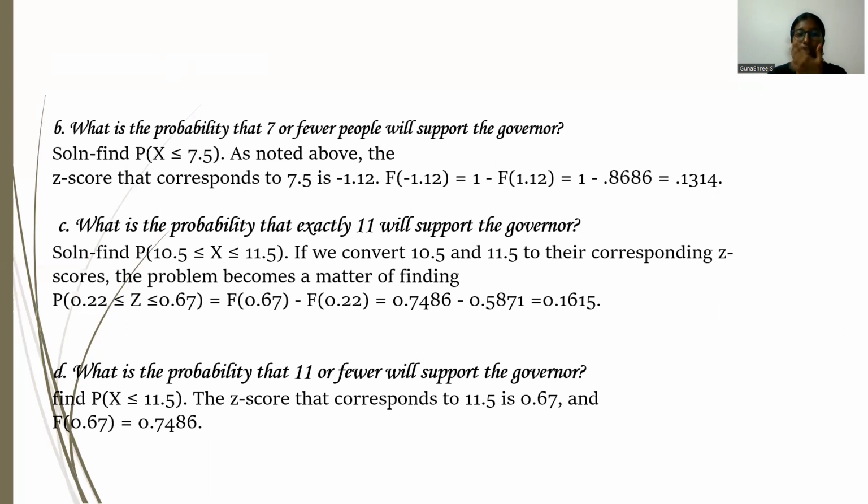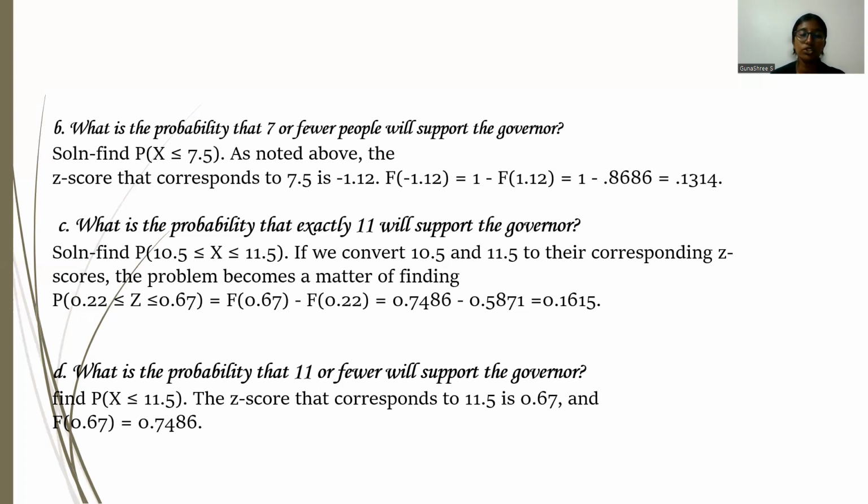Moving on to the third sub question, that exactly 11 will support the government. Taking up the range, 10.5 is less than or equal to x, less than or equal to 11.5. Converting the same into z scores, we get the value as 0.1615. Moving on to the last question, that 11 or fewer will support the government. Taking x as less than or equal to 11.5, the z score corresponds to 0.67, and the normal distribution value at 0.67 is 0.7486.